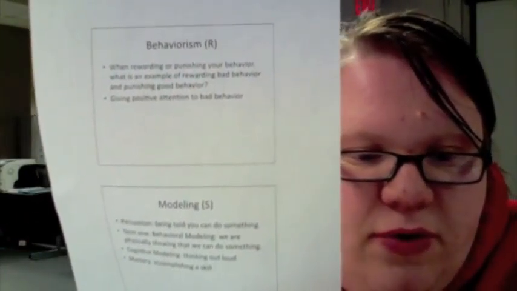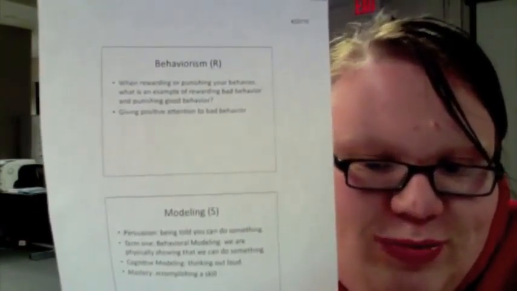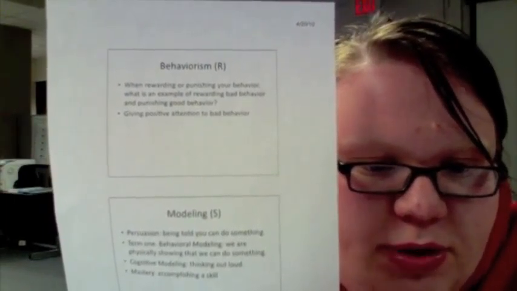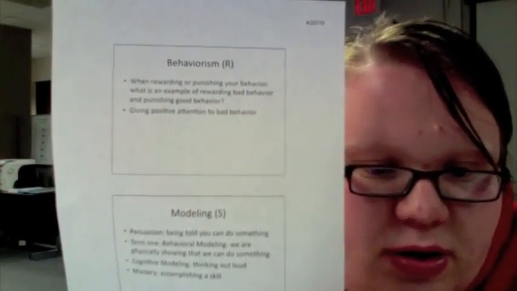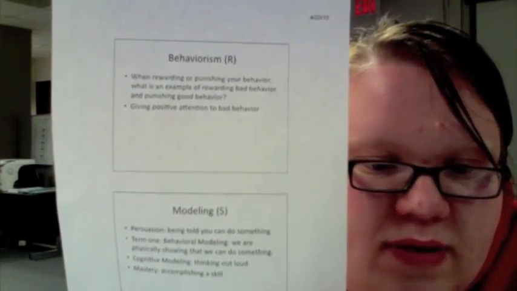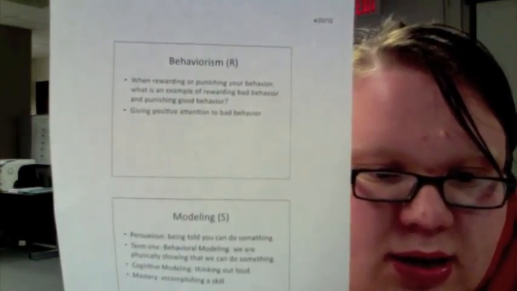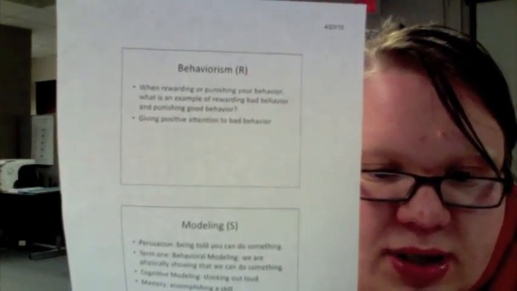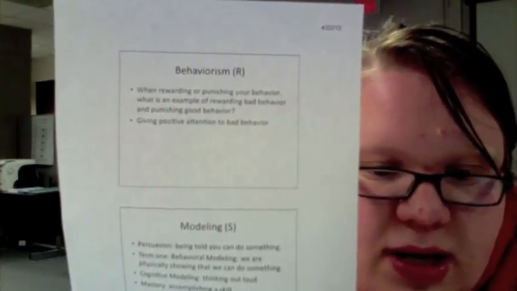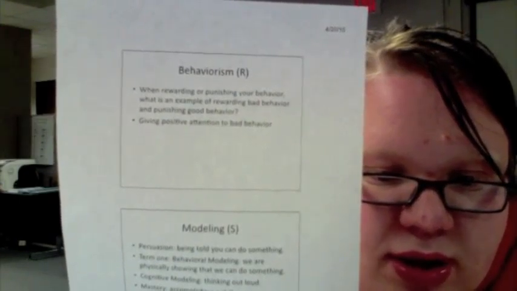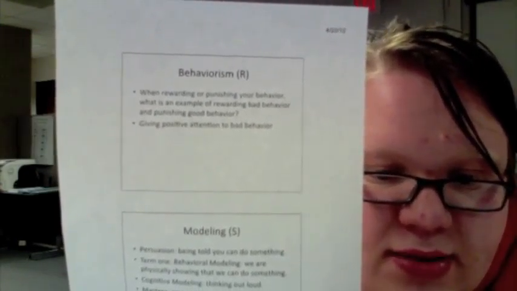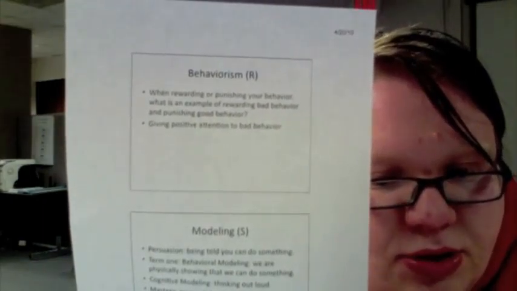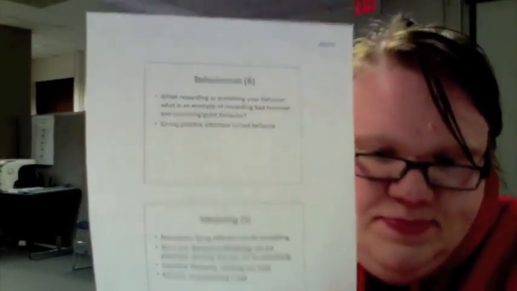The four terms that I chose for modeling are persuasion, behavioral modeling, cognitive modeling, and mastery. First, persuasion is being told you can do something. Behavior modeling, we are physically showing that we can do something. Cognitive modeling, thinking out loud, and mastering is accomplishing a skill.